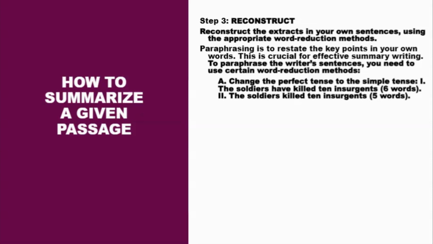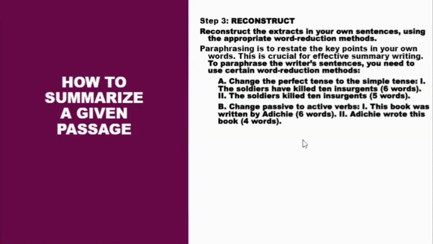A, change the perfect tense to the simple tense. For example, the soldiers have killed 10 insurgents. This sentence contains 6 words. If we change it to the simple tense, then we have the soldiers killed 10 insurgents. So we reduce it to 5 words, and we have made some changes there. That's one of the word reduction methods.